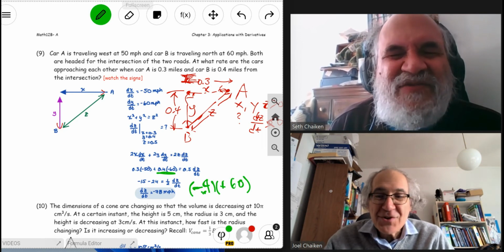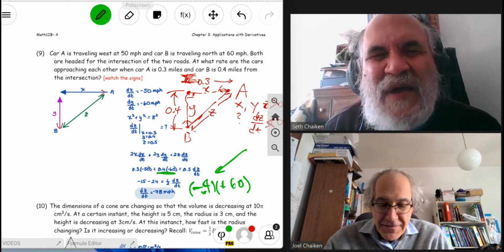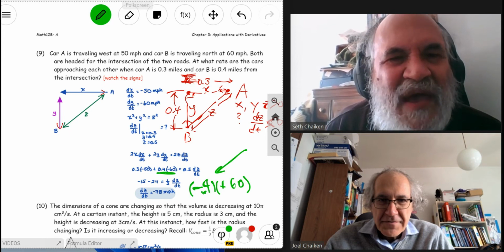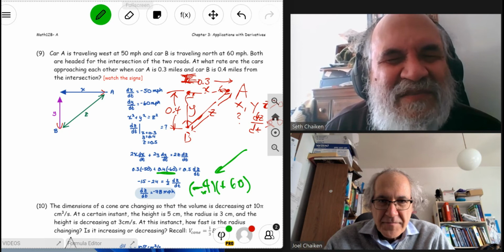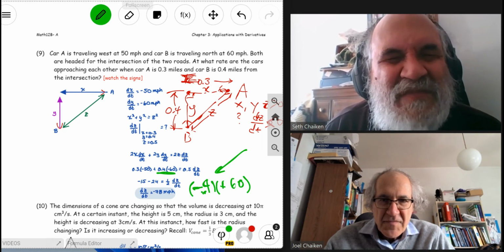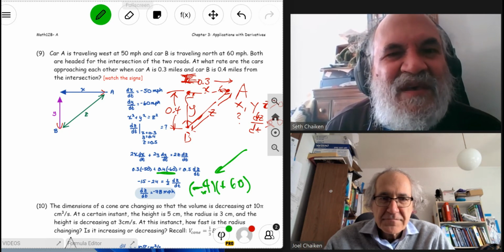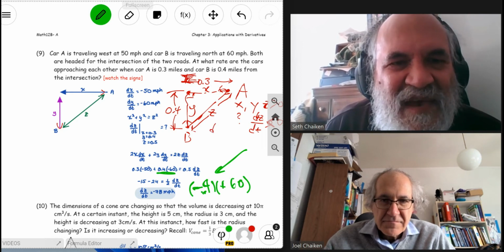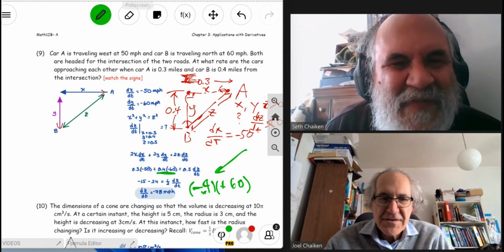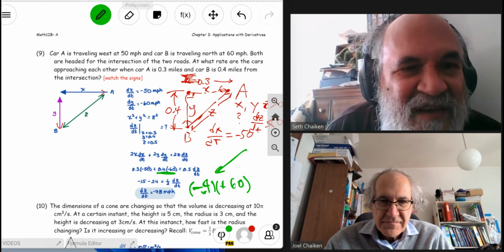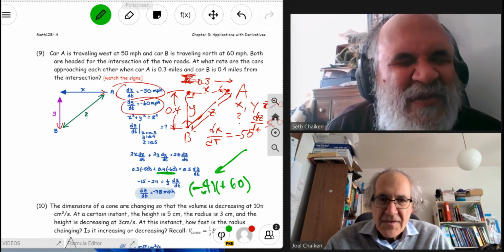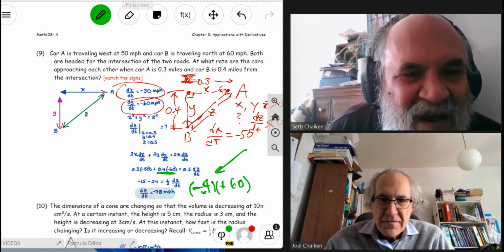Okay, let's do the math. X is positive. It represents the positive measurement of the distance between the origin, the intersection, and A. A is approaching the intersection, and so the data that we're given is dx dt equals -50, and dy dt is -60. Then they use calculus to find dz dt.